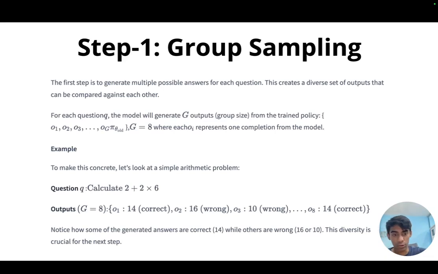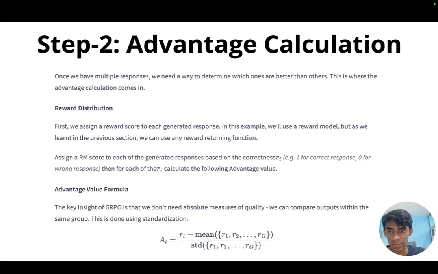How are you going to teach a model that this is wrong and this is right without having the wrong data with you? So this is the advantage calculation. Once we have multiple responses, we need to determine a way to decide which ones are better than others. This is where the advantage calculation comes in, right?